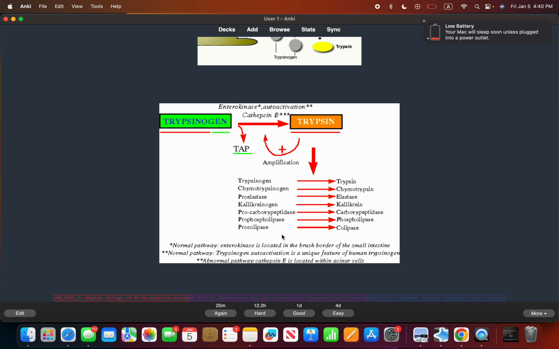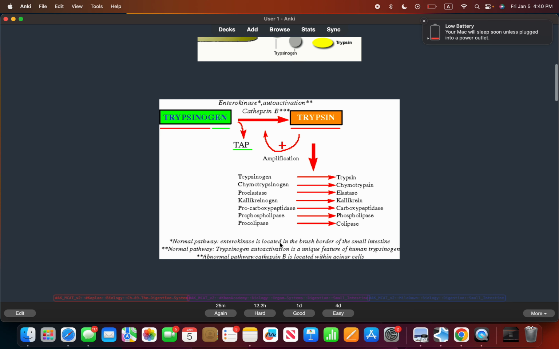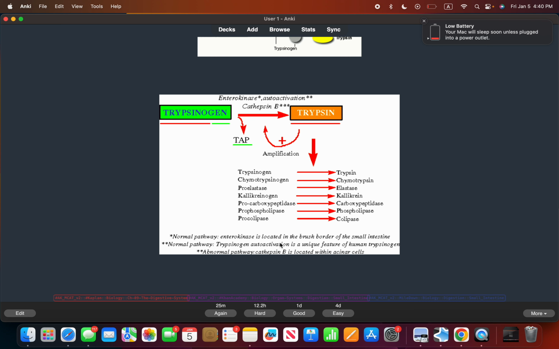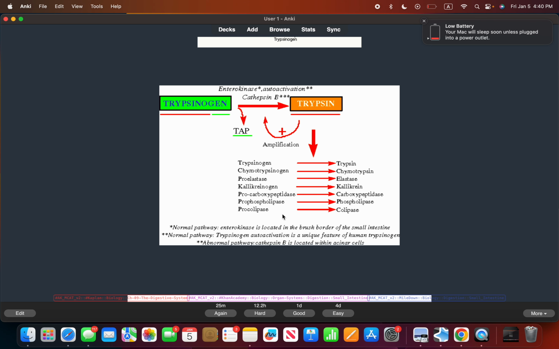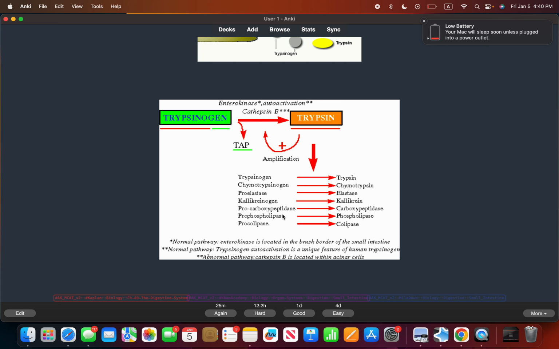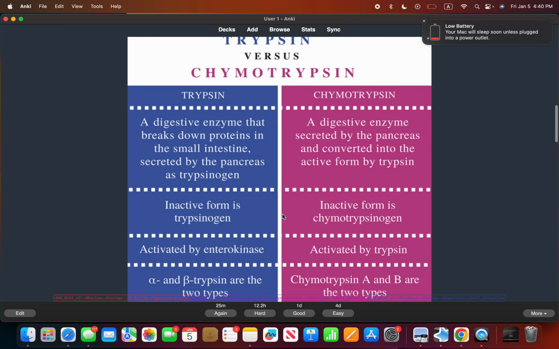So the normal pathway is that enterokinase is located in the brush border of the small intestine. And another normal pathway, trypsinogen autoactivation, is a unique feature of human trypsinogen. So only humans have the ability to auto-activate their own trypsinogen. The abnormal pathway is cathepsin B, which is located within acinar cells.